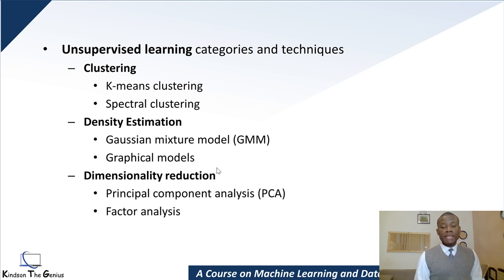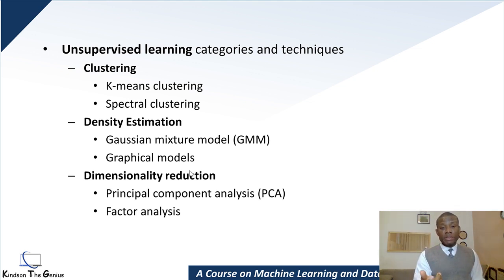So these are other sets of problems that come under each of the categories. For instance, for clustering, we have spectral clustering, we have k-means clustering, we also have hierarchical clustering, we have Gaussian mixture model for density estimation, graphical models.